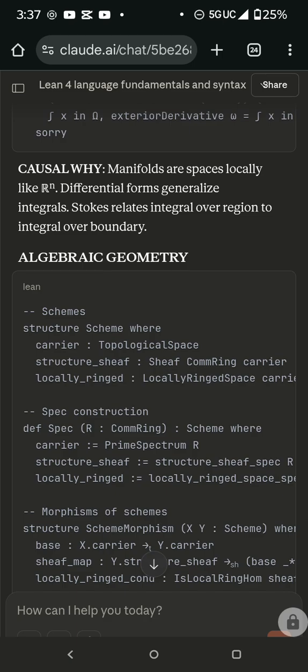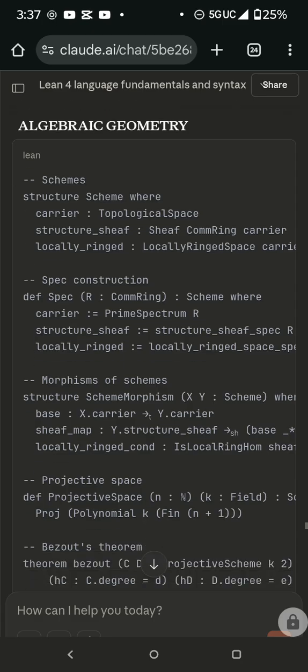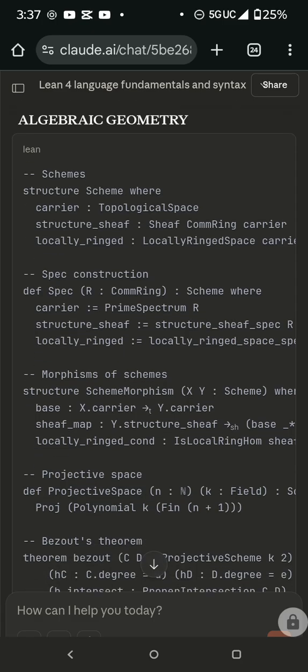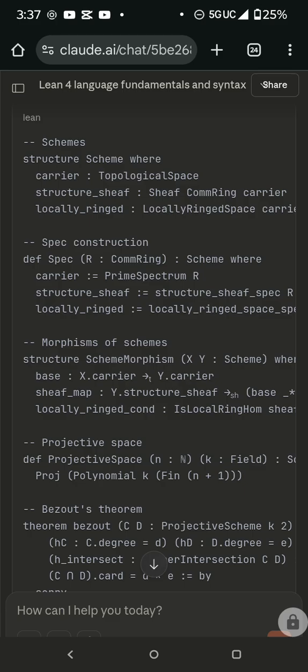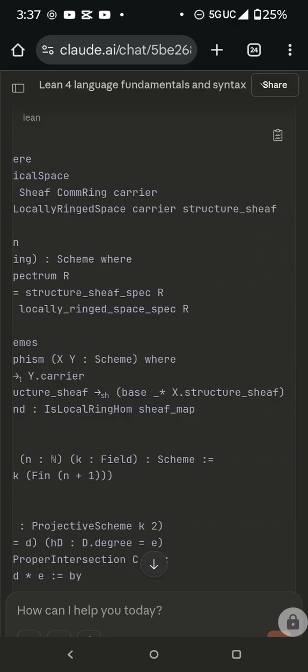Causally, manifolds are spaces locally like R^n. Differential forms generalize integrals. Stokes relates the integral over a region to the integral over its boundary. Algebraic geometry. Schemes. The Spec construction. Morphisms of schemes. Projective spaces. Bezout's theorem. All is shown like this.